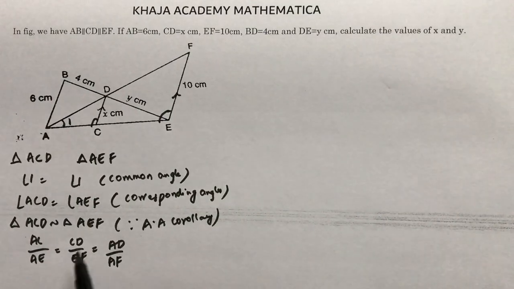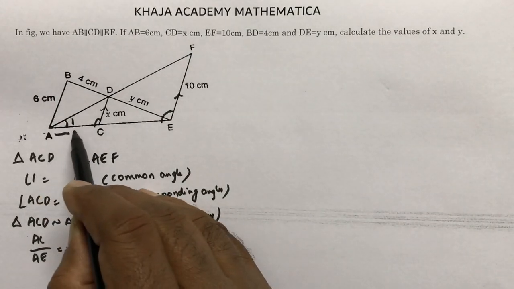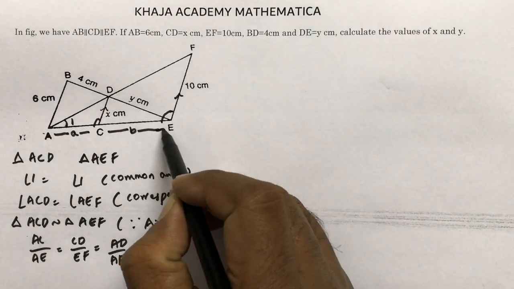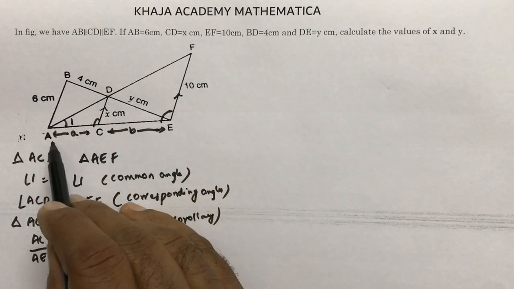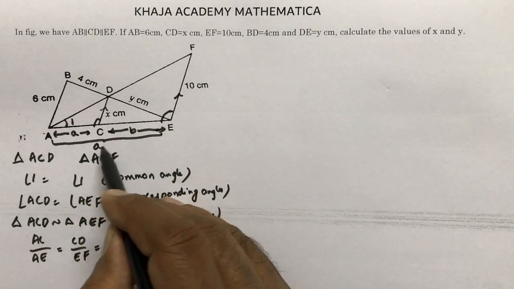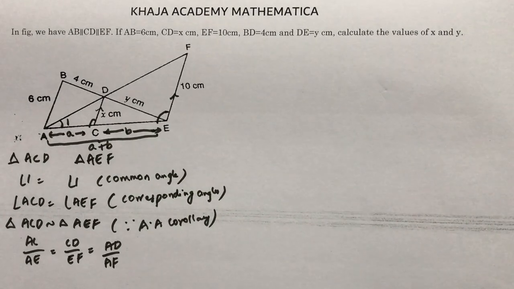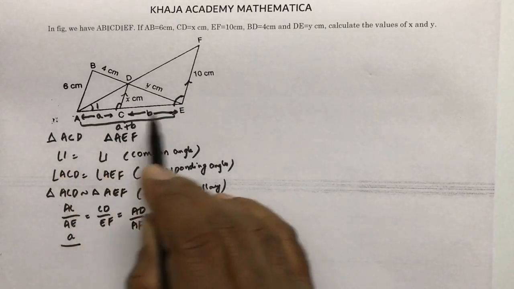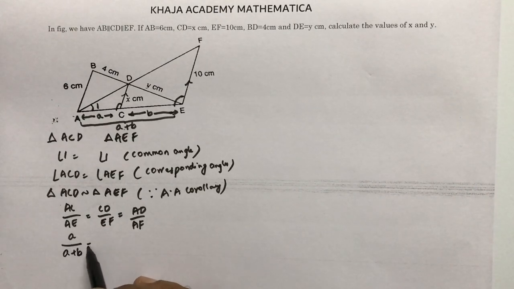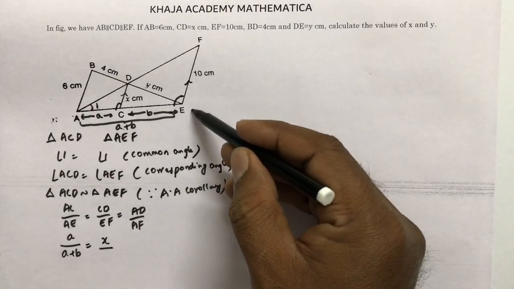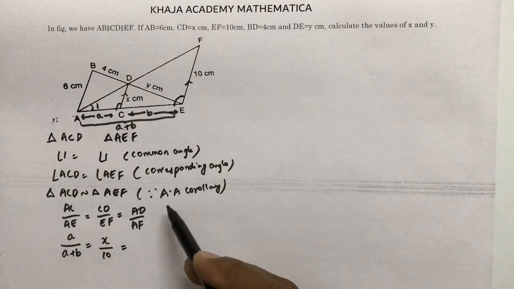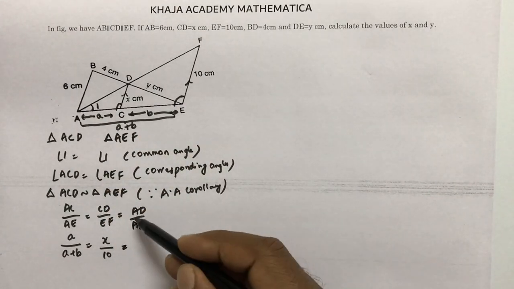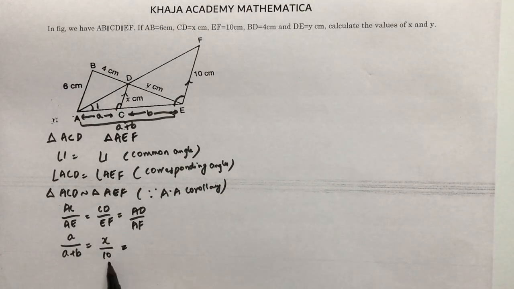Now, to substitute the values, consider AC as A and CE as B. So AE will become A plus B. If we substitute the values, AC is A, AE is A plus B, CD is X, EF is 10 centimeters. AD and AF we don't have the values, so skip this one. So A by A plus B equals X by 10.